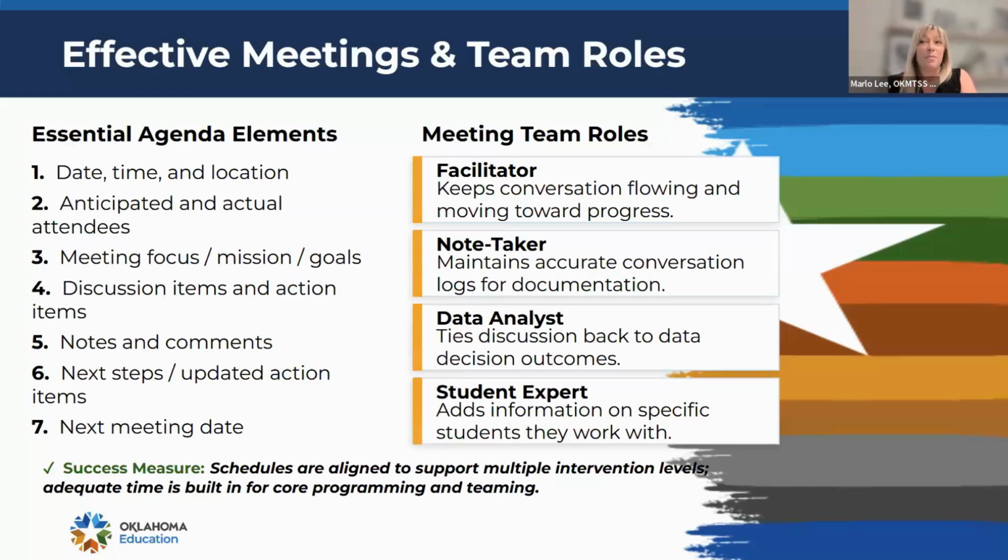And then you want next steps, updated action items, what needs to happen, who needs to do it, and put a date. When does it need to be done? And then make sure you have your next meeting date on there. If you share this agenda with your site level team and your district level team, you are ensuring there is that constant feedback loop, okay? So your agenda is your avenue for that.